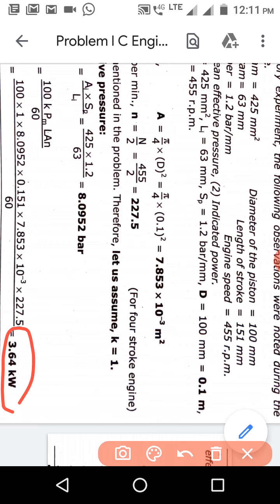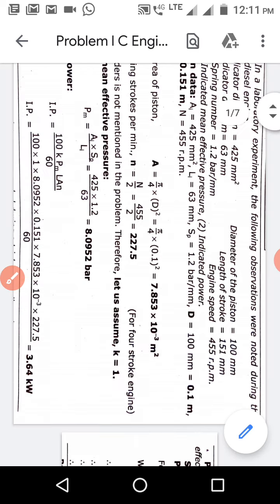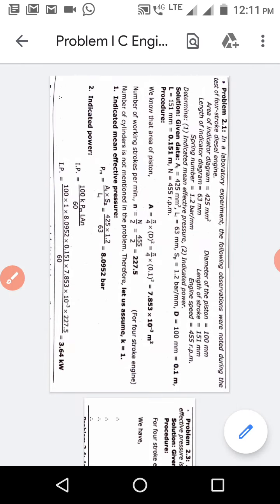So this is an important problem, because here you are using the information of the indicator diagram, and with the help of that information you are calculating the indicated mean effective pressure, and after that you are calculating the indicated power of the engine. So now this is the second problem we are going to take.